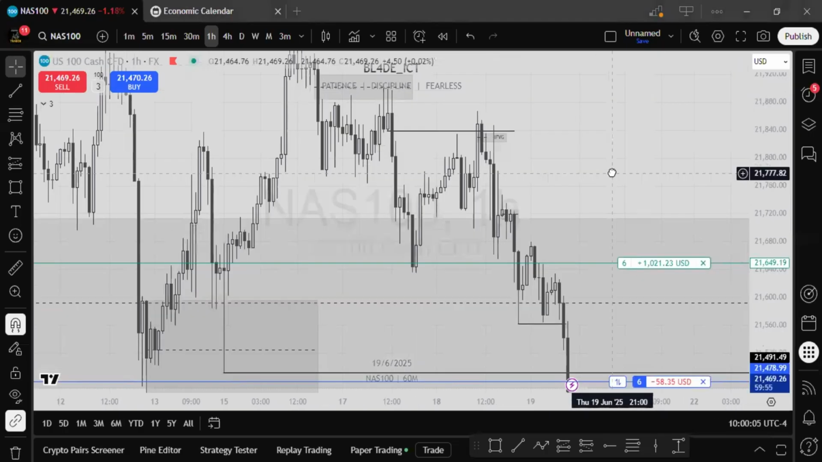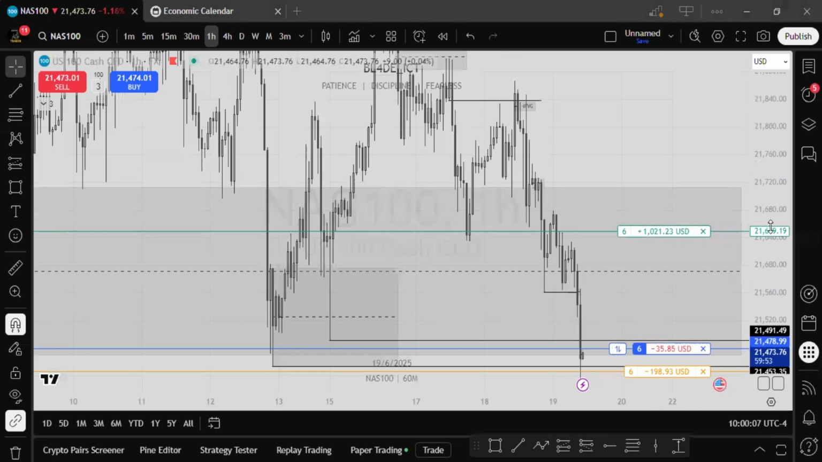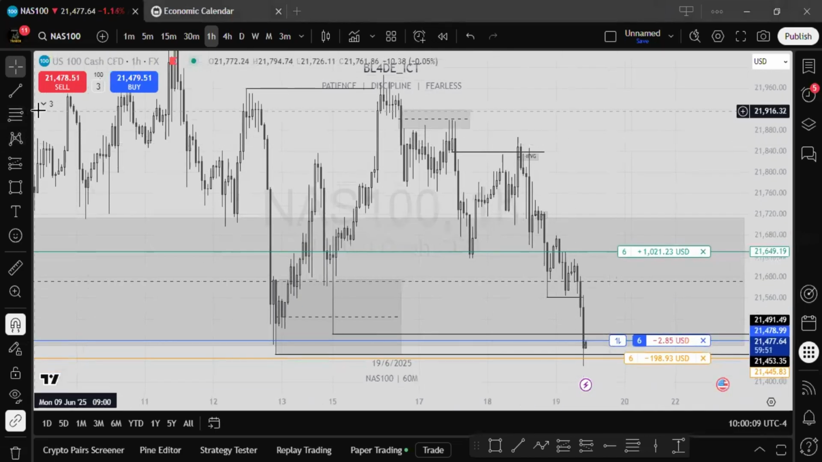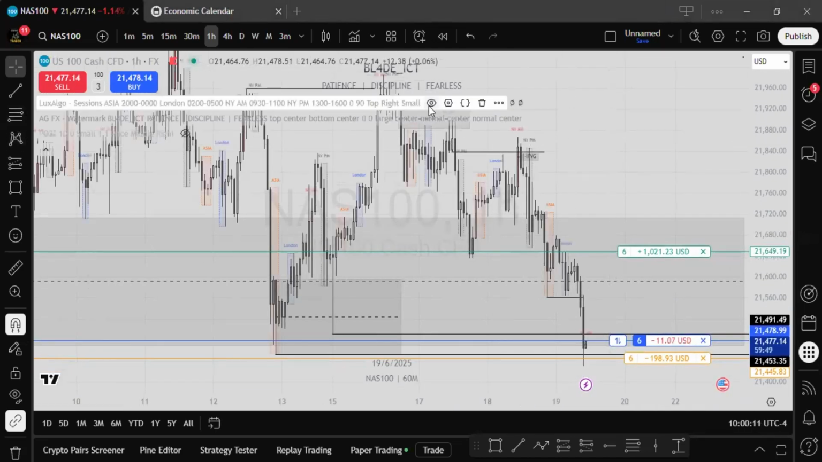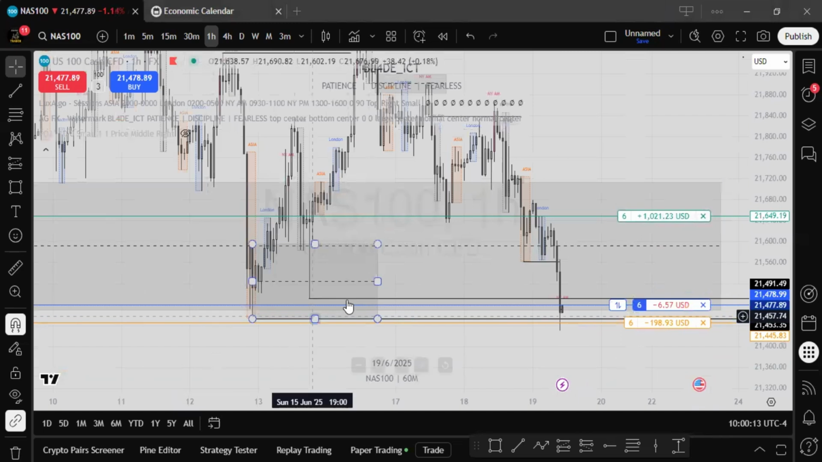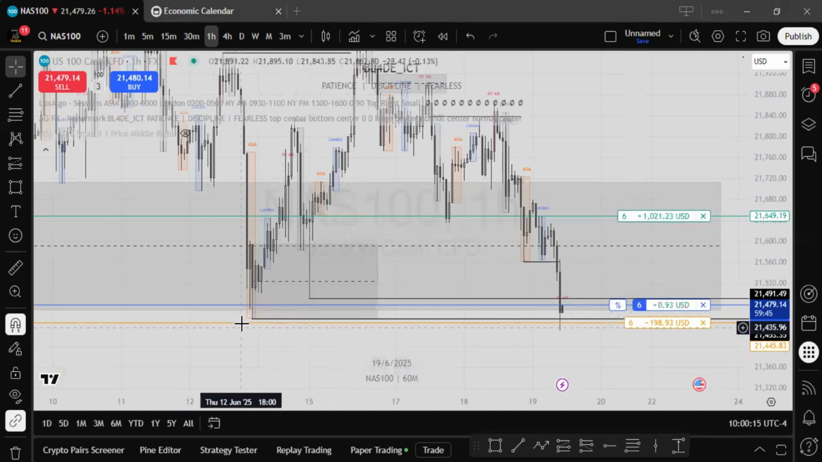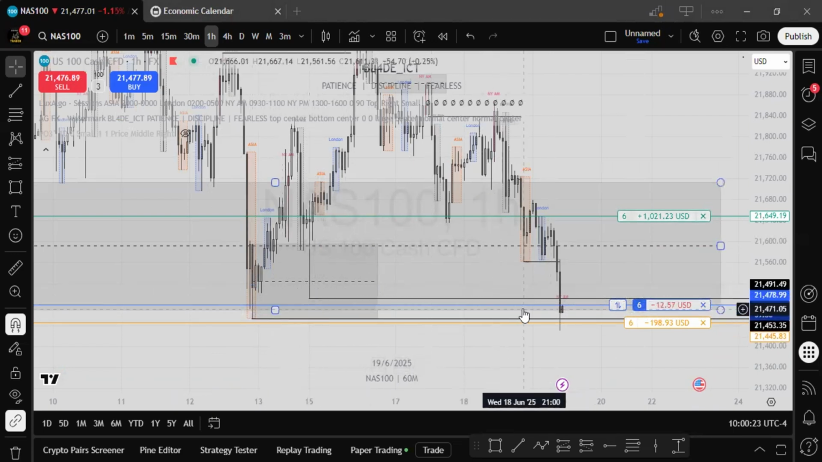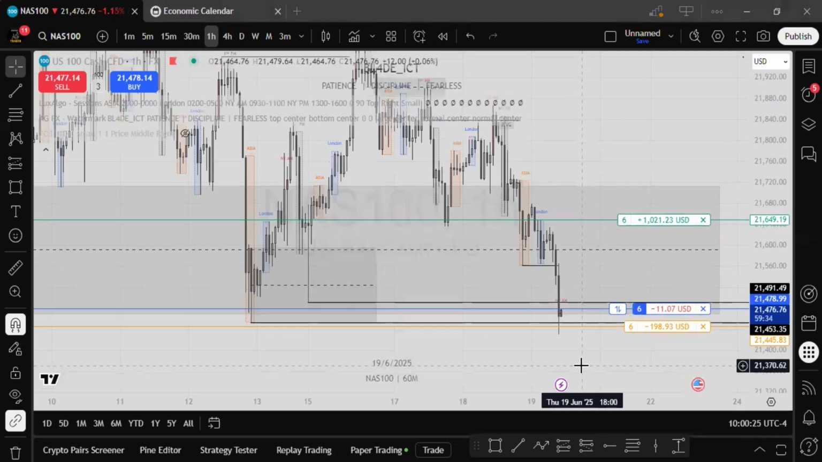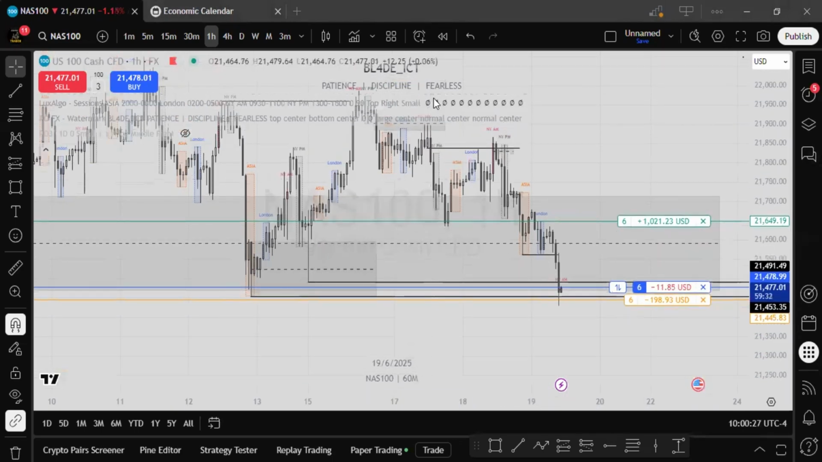So looking at the Nasdaq right now, we kind of have the same trade as yesterday. If you look at these previous lows that we had here, we took out this Asia low from last week Thursday, and we also have this low here which was swept. So I'm anticipating a reversal.